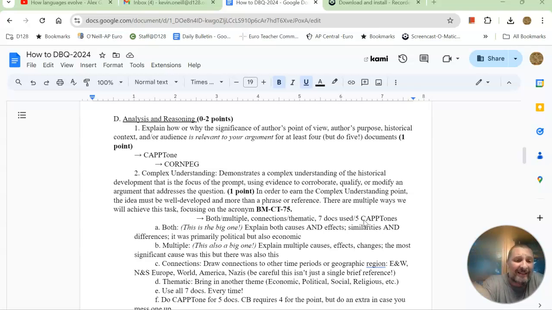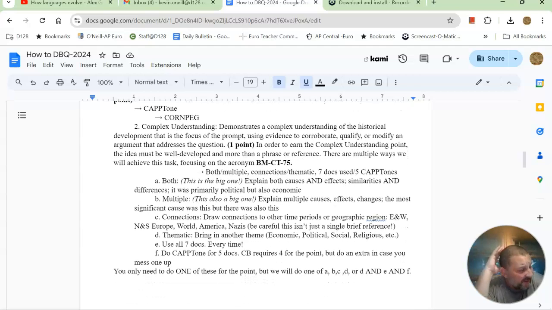The second analysis and reasoning point, this is the hardest and most missed of the College Board, is complex understanding. Complex understanding demonstrates a complex understanding of the historical development that is the focus of the prompt, using evidence to corroborate, qualify, or modify an argument that addresses the question. In order to earn the complex understanding point, the idea must be well developed and be more than a phrase or reference. There are multiple ways we can achieve this task, and we will be using yet another acronym, the most awkward of all of them, and you can't see it because my camera is not in focus.